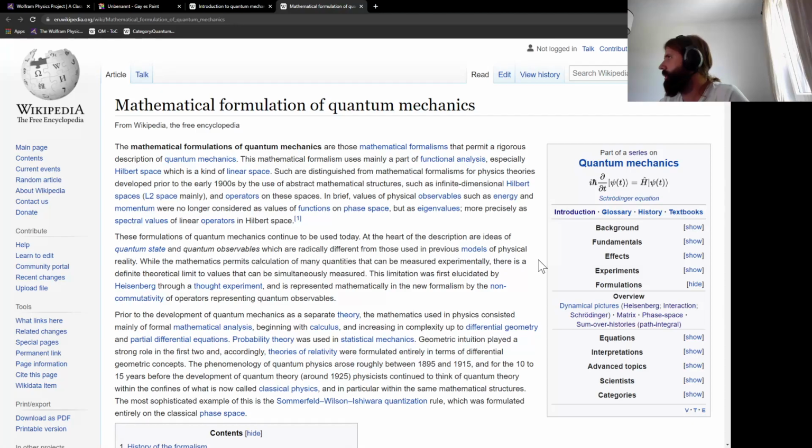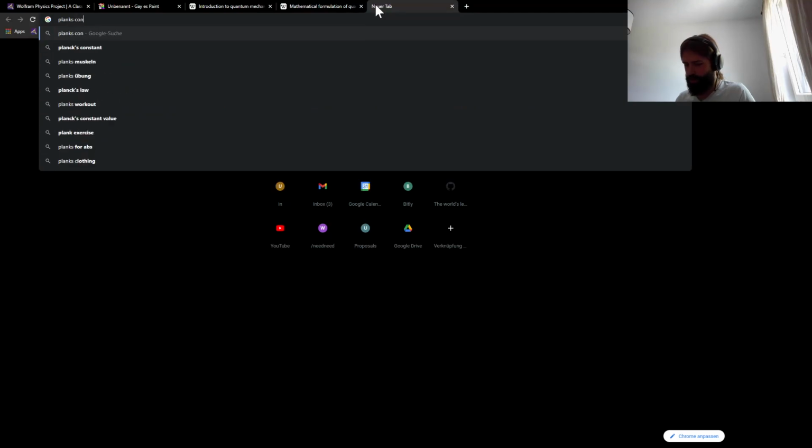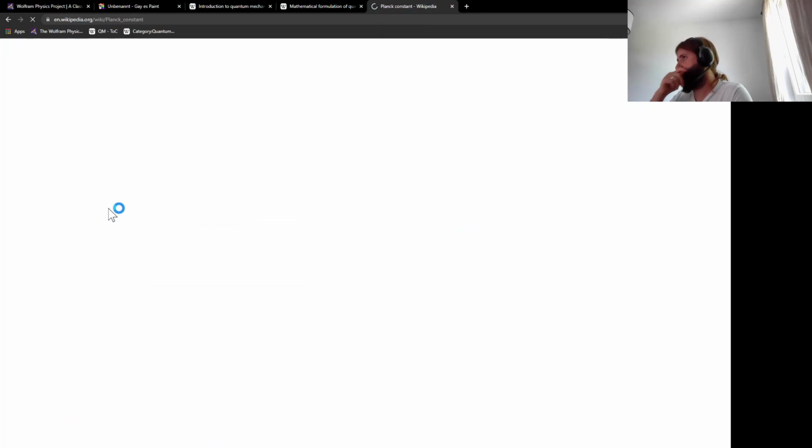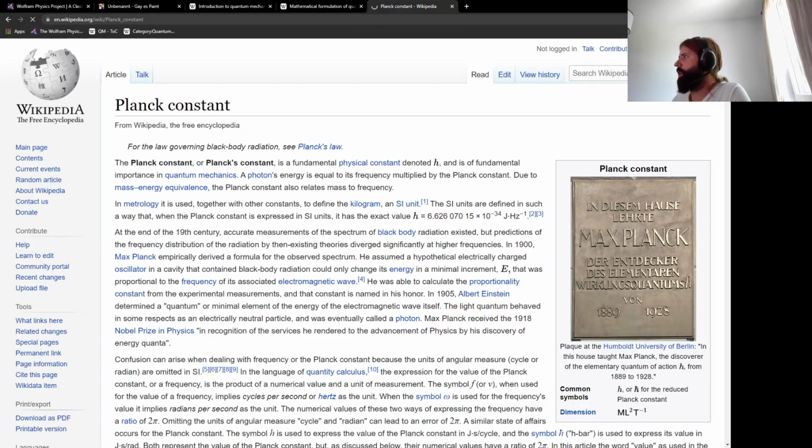What is Planck's constant? That's an energy thing, right? A photon's energy is equal to its frequency multiplied by Planck's constant. Okay, so it's a constant that relates the energy with the frequency, and also the mass to frequency.